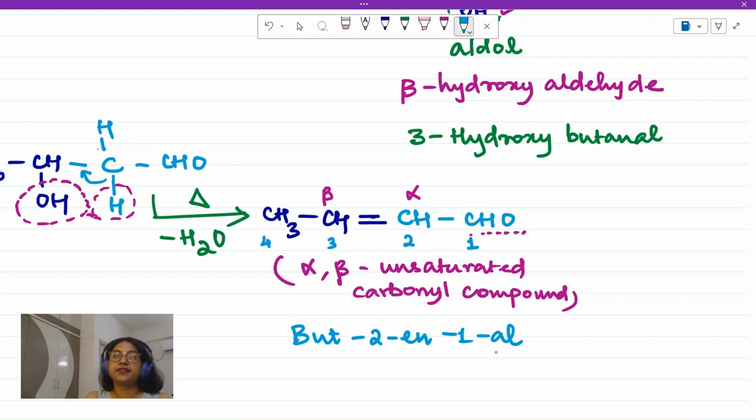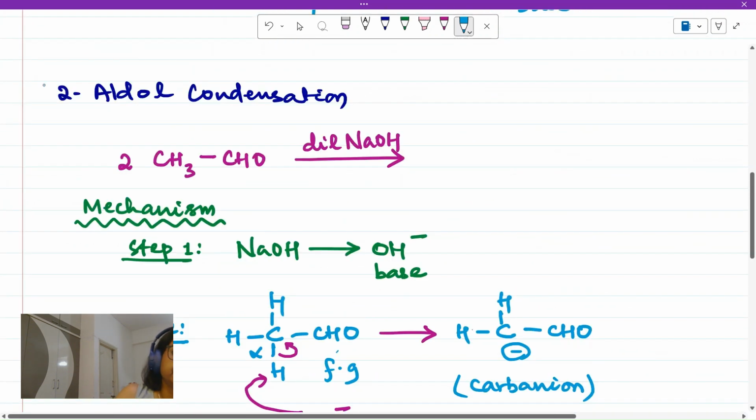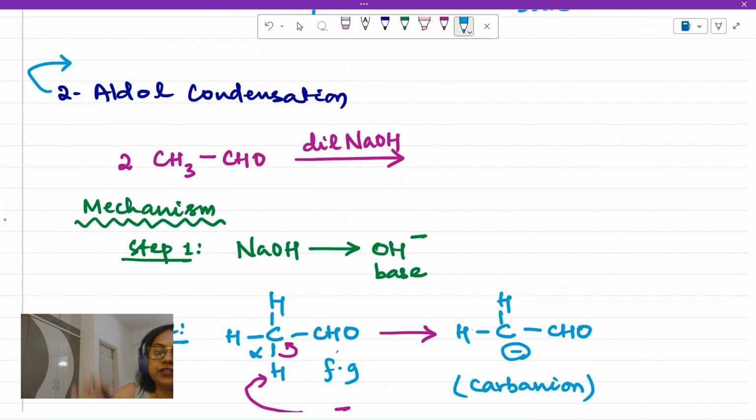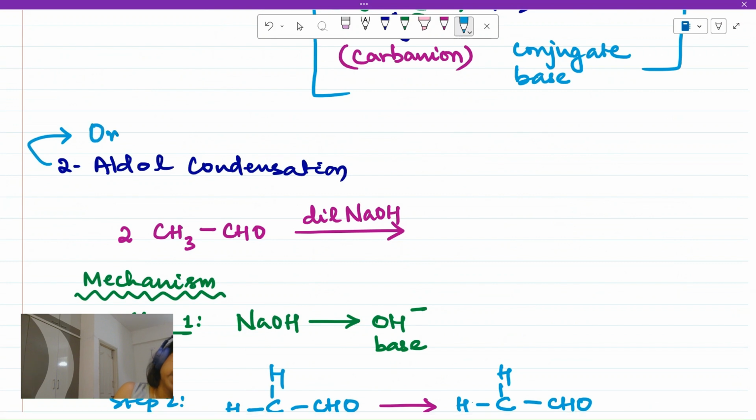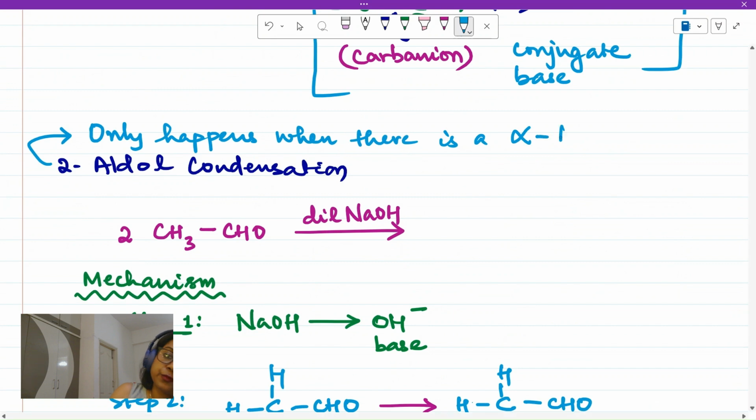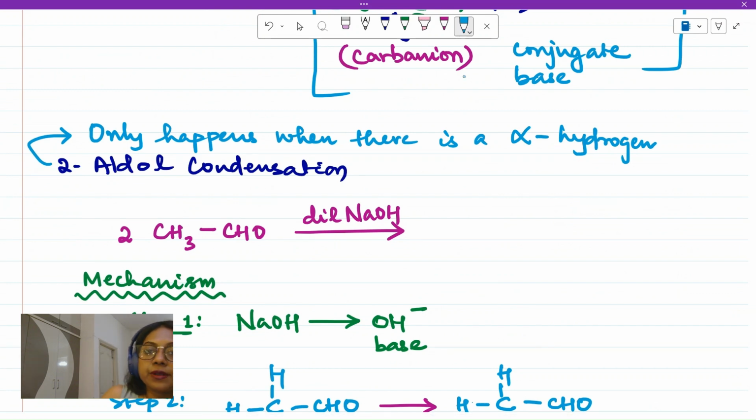Okay, let me rephrase this. Let me just make it absolutely sure. Aldol condensation only happens when there is an alpha hydrogen. Get the point? Because that has to be extracted to be able to get this whole condensation product. So when you give dilute NaOH, if the mechanism is asked, if it's a longer question, meaning a 3-marker or a 5-marker question, you can write the entire thing.